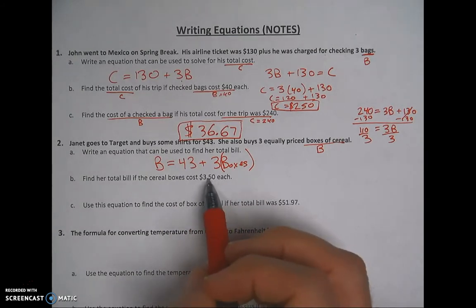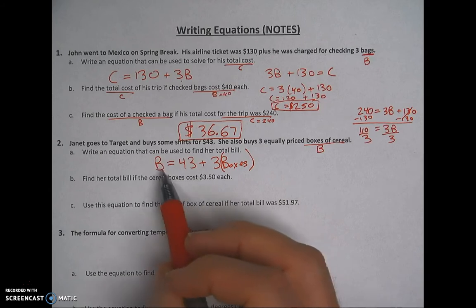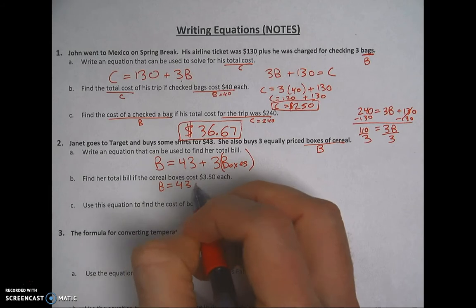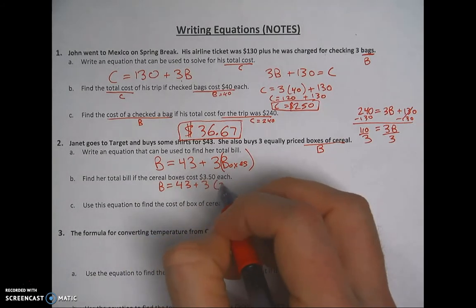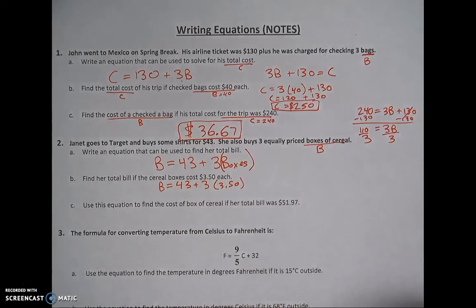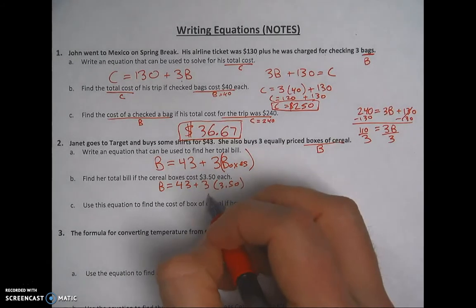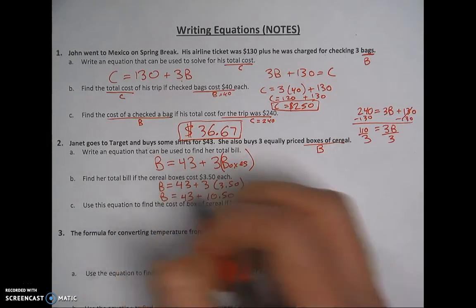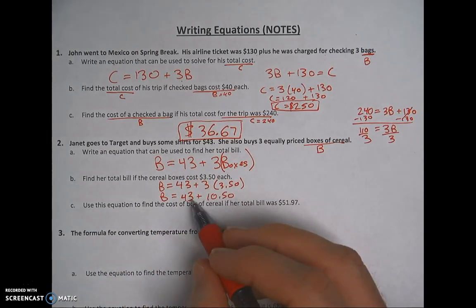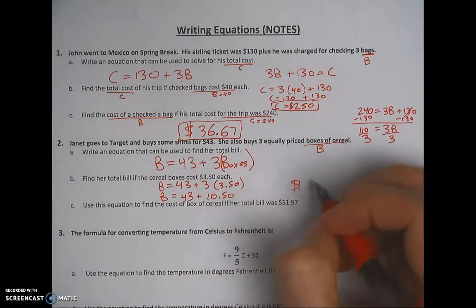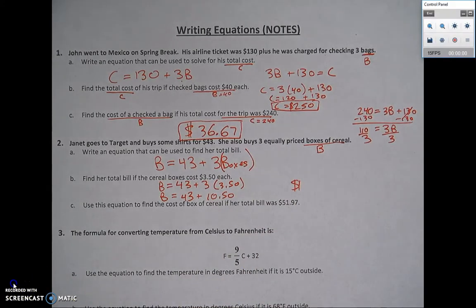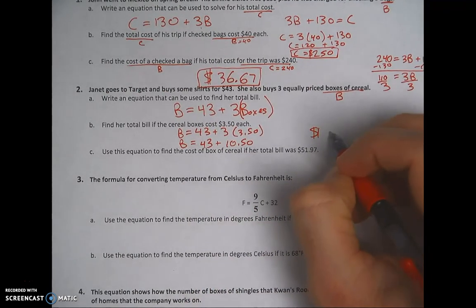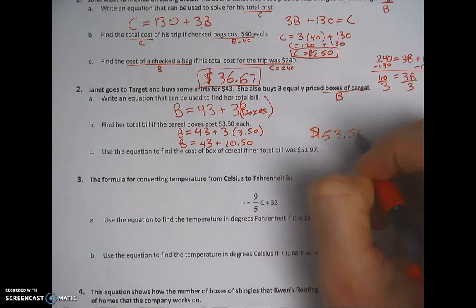So if they cost $3.50 each, we're plugging that in for the boxes of cereal and we're trying to find the total bill. So the bill equals 43 plus, there was 3 boxes of cereal, $3.50 each. Just plugging that in. Multiply, that's $10.50. And you're going to add the $10.50 for the cereal plus the 43. And so we're going to add these two together, and that's going to give us a total of $53.50.